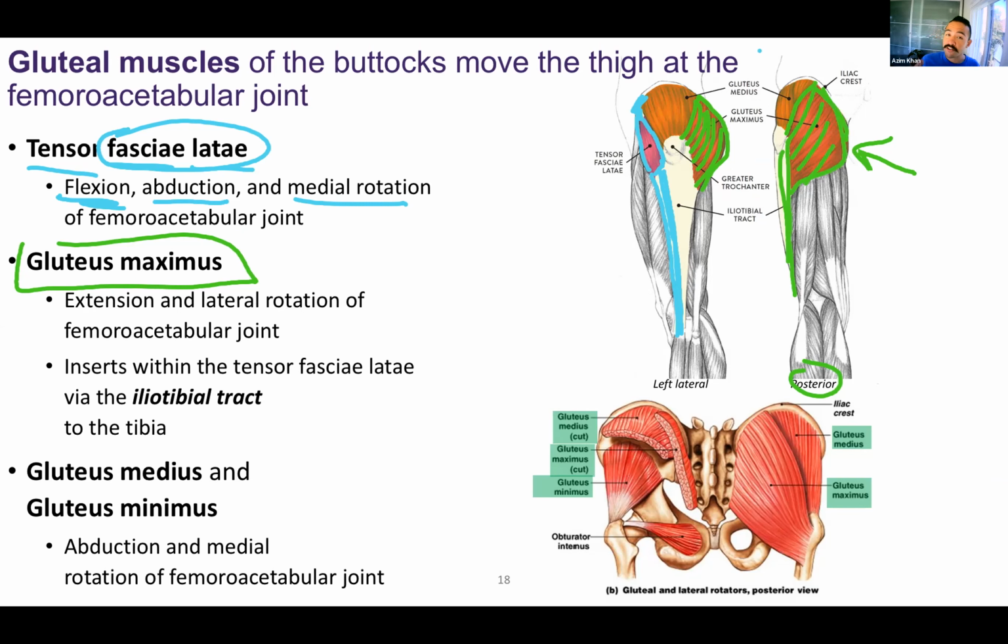Because it's more posterior than the tensor fasciae latae, it's for extension and for lateral rotation of the femoroacetabular joint. Extension is when you bring your leg posteriorly like this. Lateral rotation, bringing the whole leg outward. Both the tensor fasciae latae and the gluteus maximus insert into this really large tendon that's visible in this lateral view.